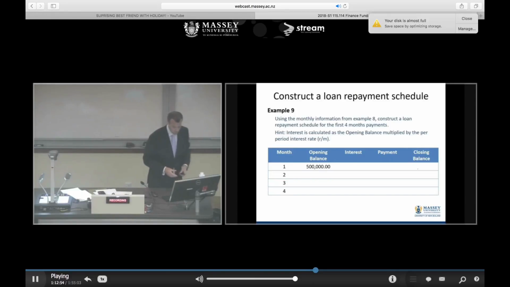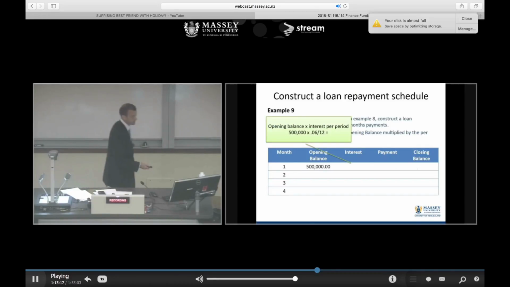So how we work that out is we take the opening balance of what we owe the bank at the beginning of the month, we multiply it by the per period interest, which is the 6% divided by 12 months, so half a percent that we saw in the previous slide.